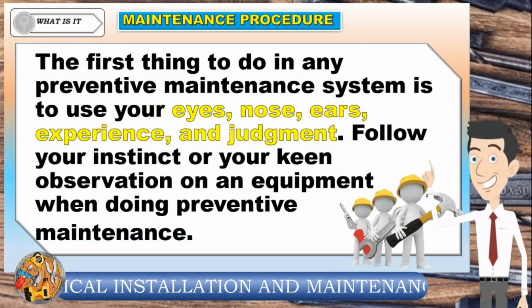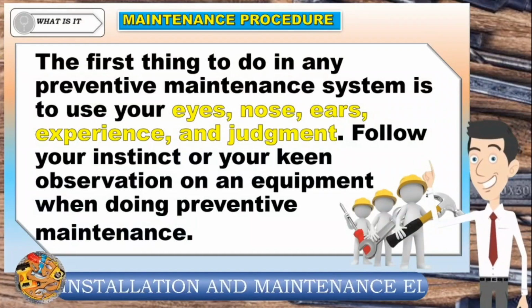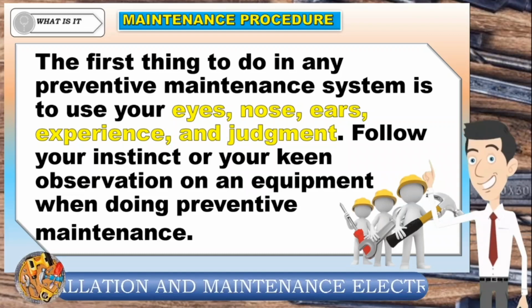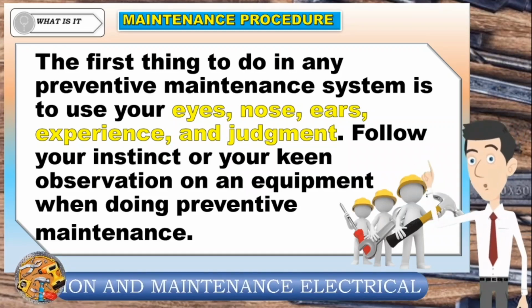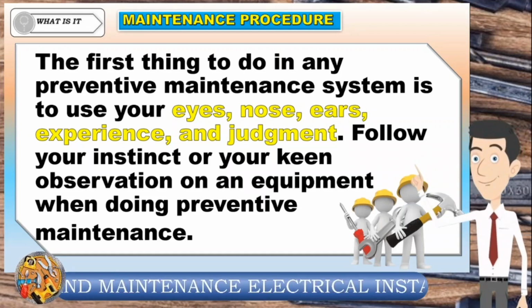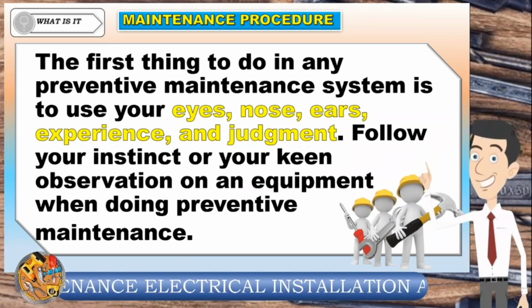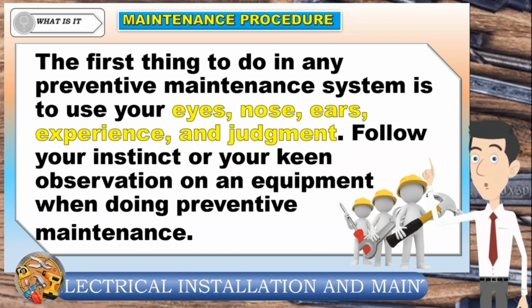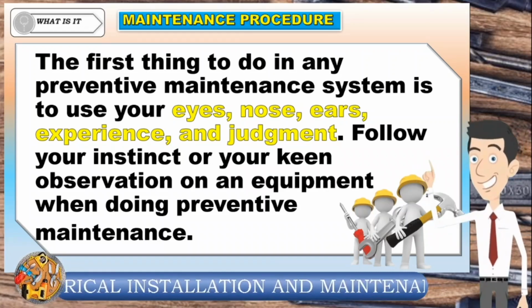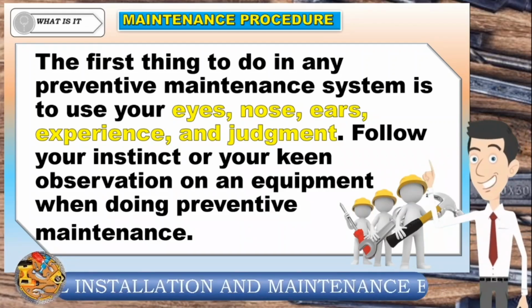What is it? Maintenance procedure. The first thing to do in any preventive maintenance system is to use your eyes, nose, ears, and experience and judgment. Follow your instinct or your keen observation on an equipment when doing preventive maintenance.